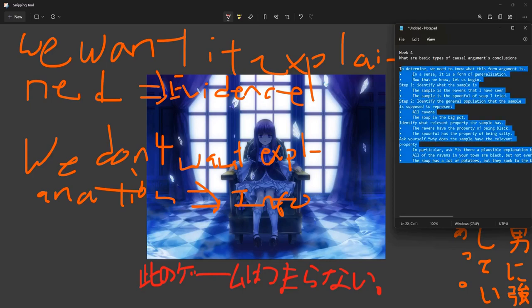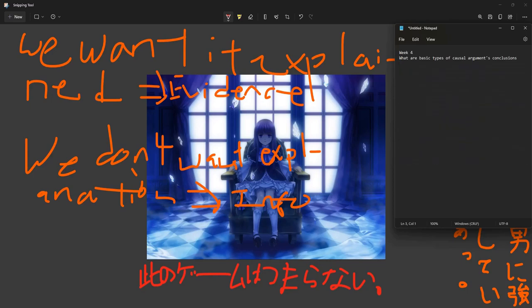Now that we have that one, let's look at an induction argument, shall we? Whoo, this is going to be good. Copy the induction argument.